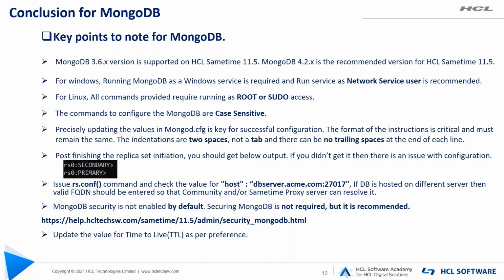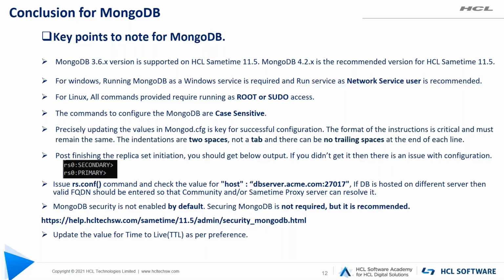The next one is an important part, that is configuring the MongoDB file. As we've seen in the earlier slide, whenever you add a parameter, double spaces are used. Don't ever use the tab key. It is a double space. And there should not be a trailing space after the parameters. Once you're done with this, initiate the replica set, and you should get the output as shown on the screen, rs0:secondary and rs:other. If it is not there, there is certainly a glitch in the config.